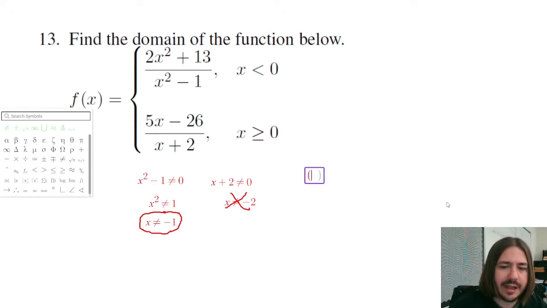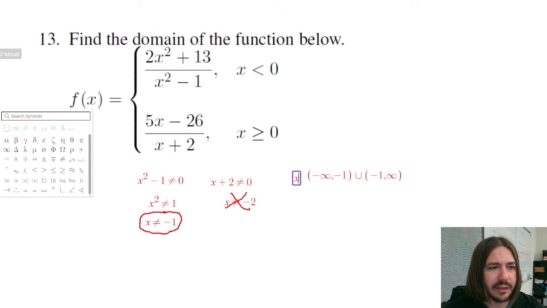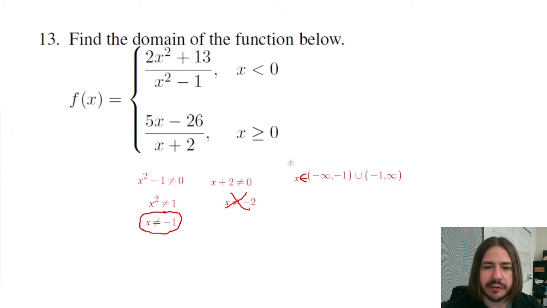and so if we write that as a solution set using set notation, we would say that x could be any number between -infinity and -1, and from -1 to infinity. Sometimes you'll see this notated with a little epsilon here to say x is an element of the set. This is going to be your answer for number 13.